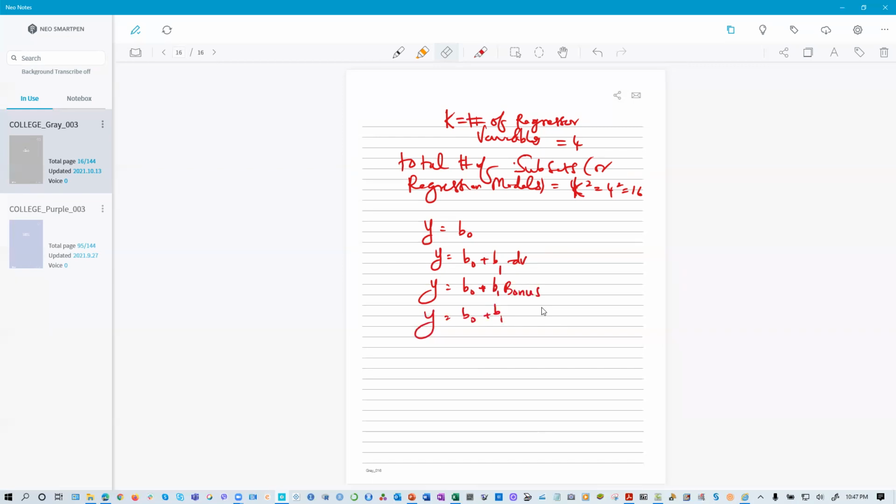You could do all the possible ones with the single variables. The other one is b naught plus b1 times competition. You see that there are only 4 for this category of singles. This is the empty model, the 0 one. Then it's a bivariate model, one variable only, one regressor variable at a time.